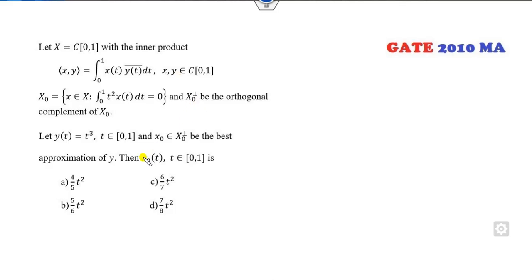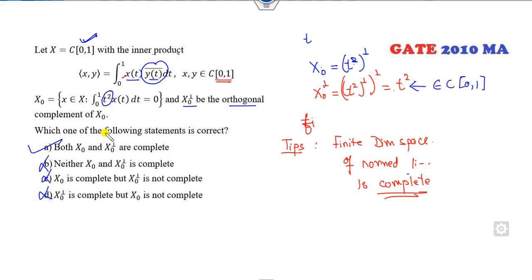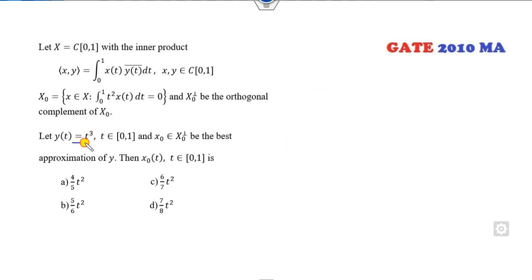This is similar to the previous one. This is the same question. Instead of this, here y is given to you as t cube. Fine. So x naught is a part of the t square, if you compare them here. Then you have to find the best approximation. Again, it's the inner product, it's orthogonal. We can think about the projection rule.